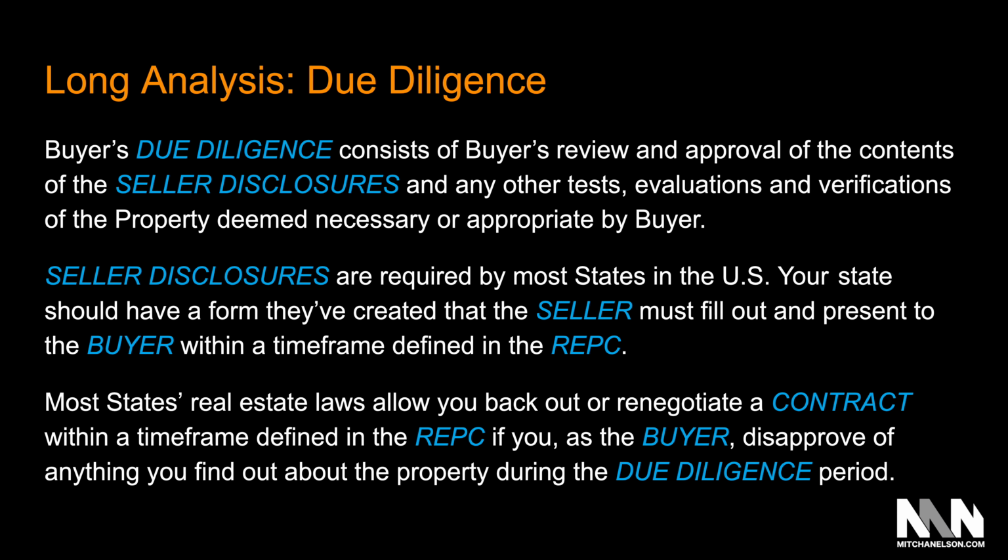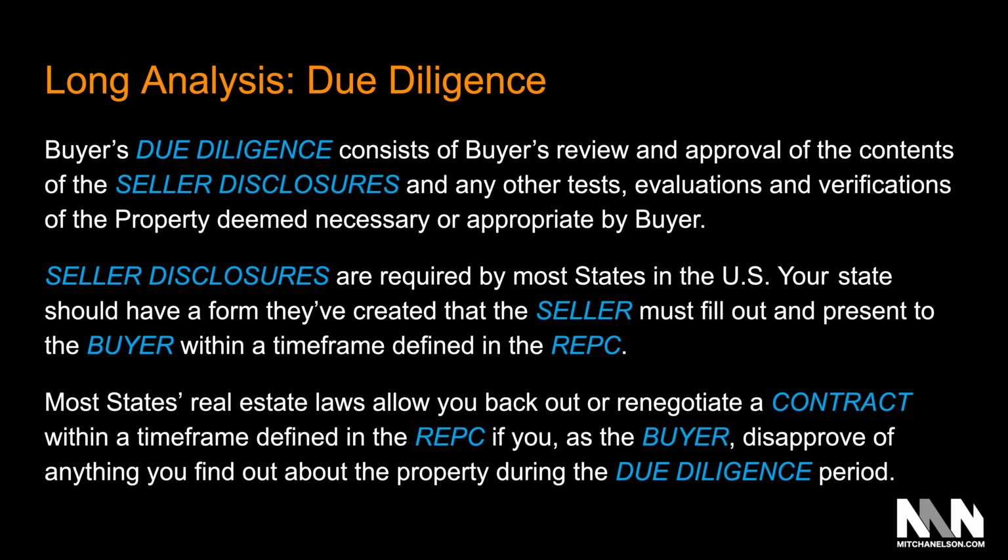So if you don't like something that you see in the seller disclosures, or if you send in an inspector and he finds out that there's termites or that there's meth or mold or that there's foundation issues or that the roof is bad, you can back out of that contract for any reason. And when I say any reason, I literally mean any reason.